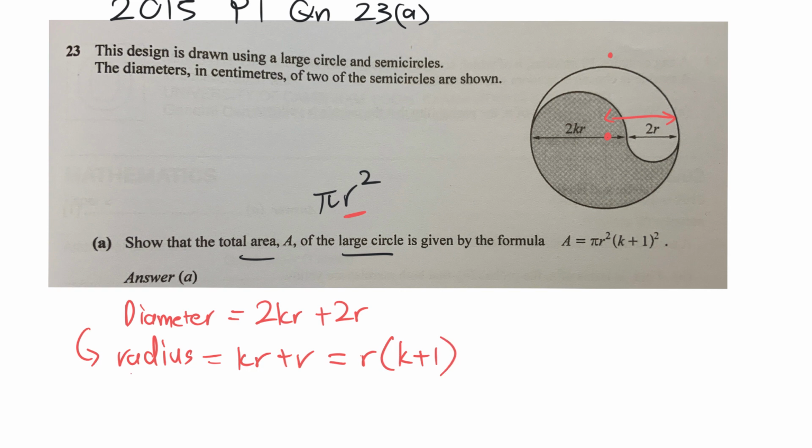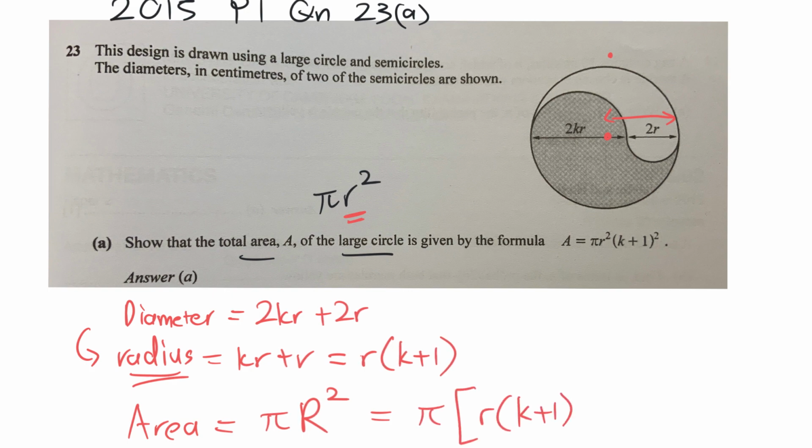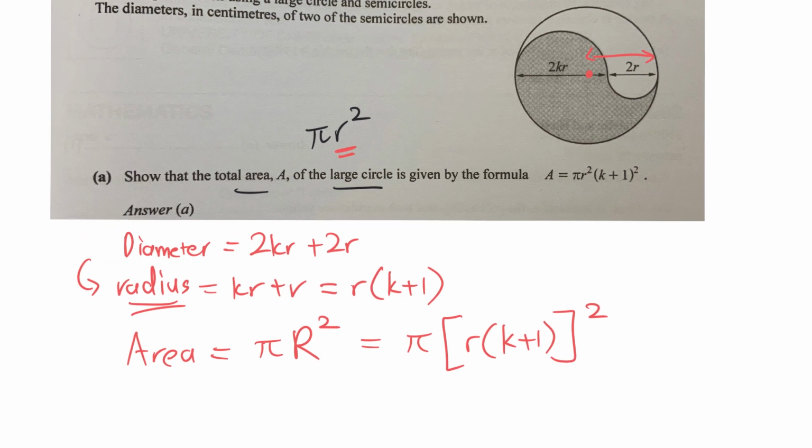So the radius is r bracket k plus 1. Therefore, the total area is pi, I use big R squared, which is pi times r(k plus 1), the whole thing squared. Then the square is just passed on and you get the area on top: pi r squared, and the (k plus 1) also gets squared.